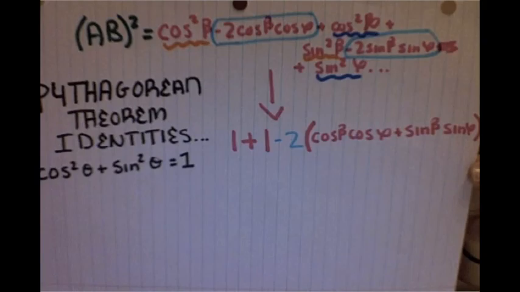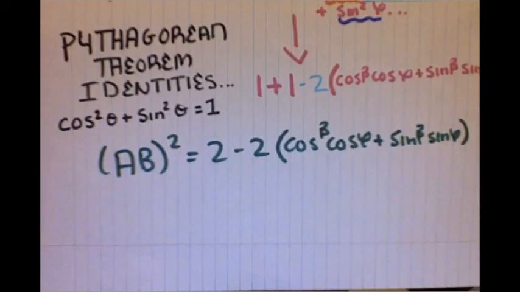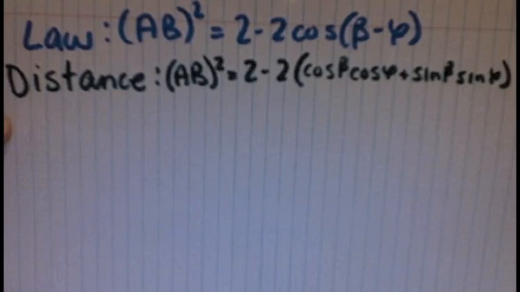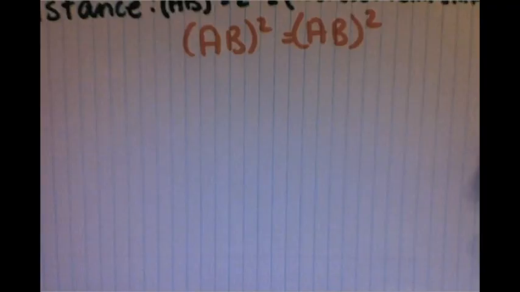Combine like terms, and now you have AB squared equals 2 minus 2 times (cosine beta cosine alpha plus sine beta sine alpha). Now, you solved for AB squared through the law of cosines, and you solved for AB squared through the distance formula. Well, AB squared will always equal AB squared, so both equations are equal to each other. So set them equal to each other.